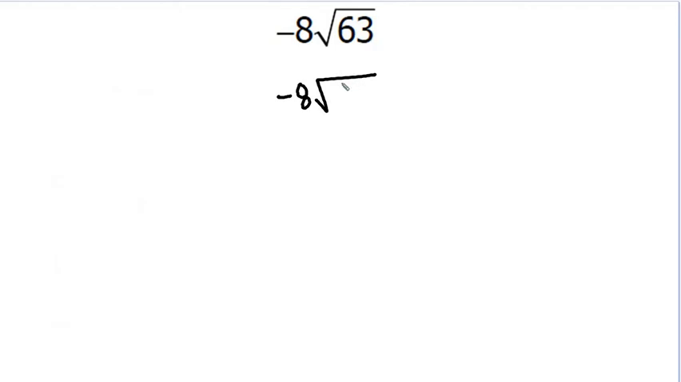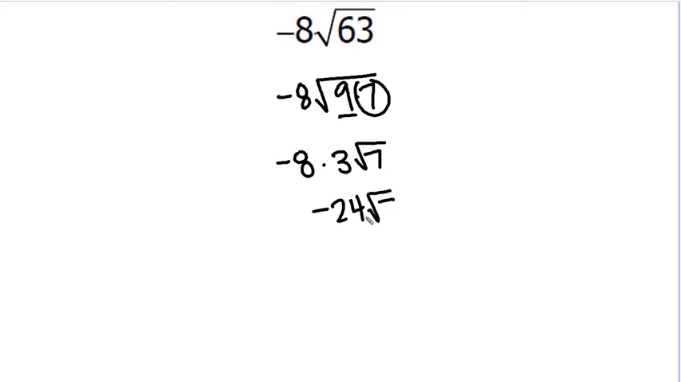So I have 9 times 7. So 9 is going to come out, 7 has to stay, so I have negative 8 times the square root of 9 is 3, square root of 7, and negative 8 times 3 is negative 24 square root of 7.